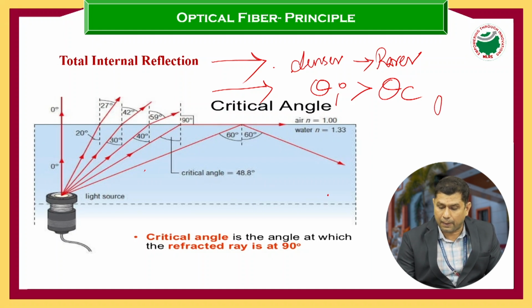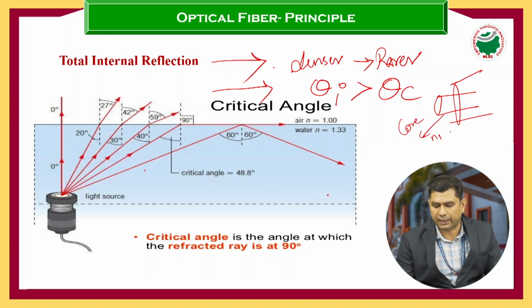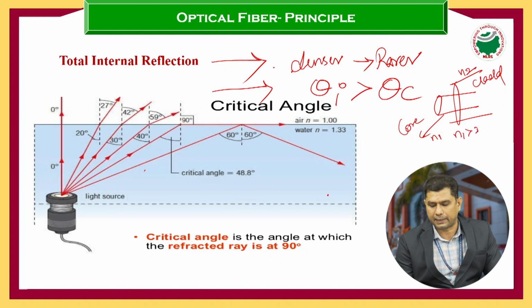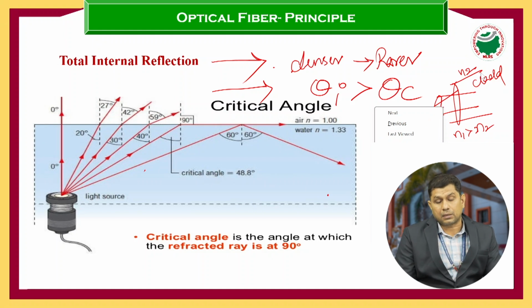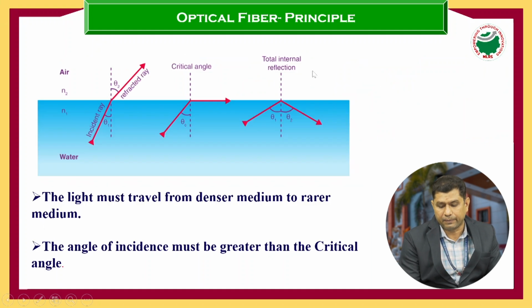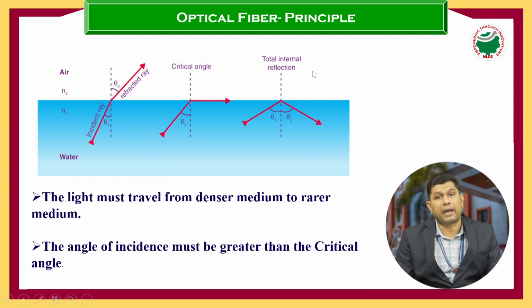That's why in optical fiber, the central part is called the core. For the core, we took the refractive index as N1, which is higher than the refractive index of the clad. N1 is greater than N2. So the core is the denser medium and the clad is the rarer medium. In order for the fiber to accept the signal, the light must travel from denser medium to rarer medium, and the angle of incidence must be greater than the critical angle.